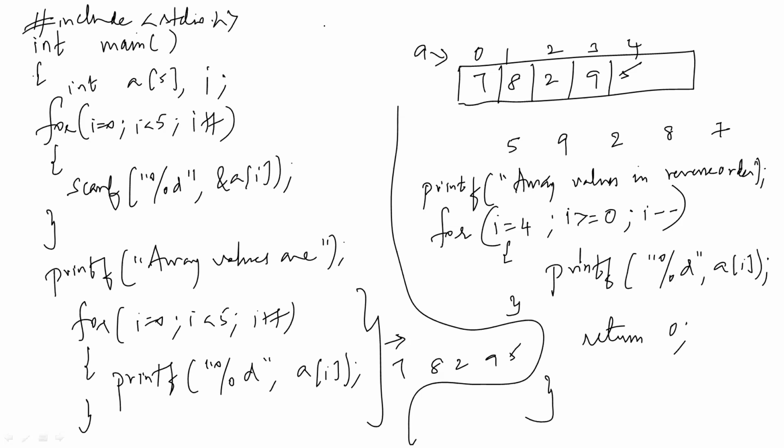So did you understand, sir? The reverse printing: printing the values of the array in reverse order. Instead of going from the first position to the last position of the array, we are coming from the last position to the first position of the array. That's it.